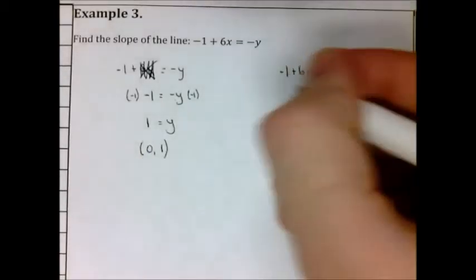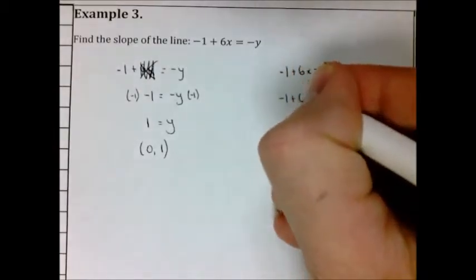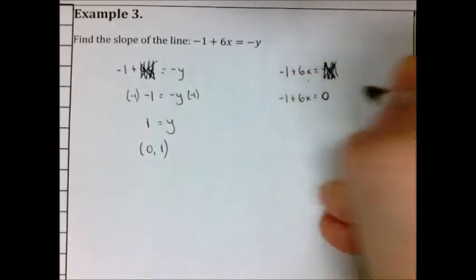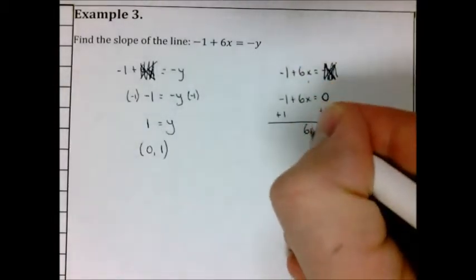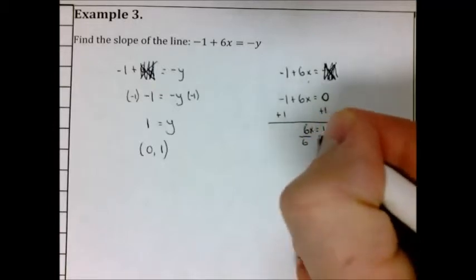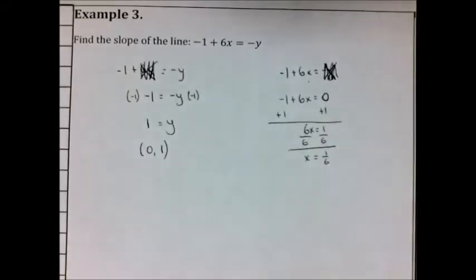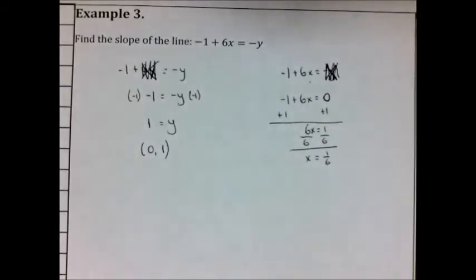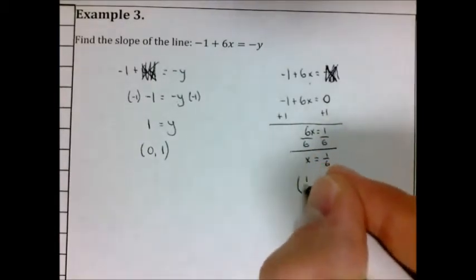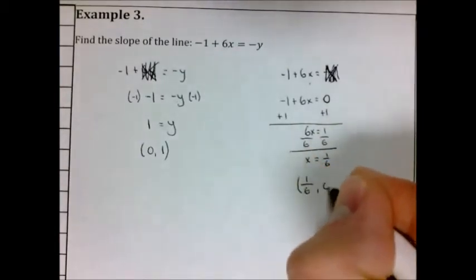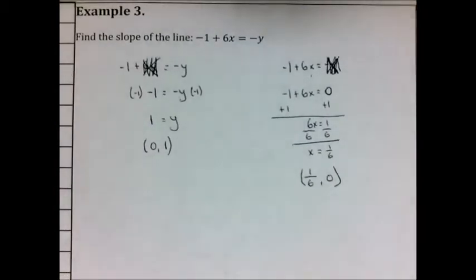Now over here, we're going to do the exact same thing, except this is going to be 0 on the other side, right? -1 plus 6x is equal to 0. So solving for x, we're going to add 1 to both sides. We get 6x is equal to 1. Divide by 6, and we are left with x equals 1/6. Now we don't need to put that in decimal form. We can keep that as a fraction. X is equal to 1/6. And that means our coordinate for this is 1/6, 0. That's our coordinate.